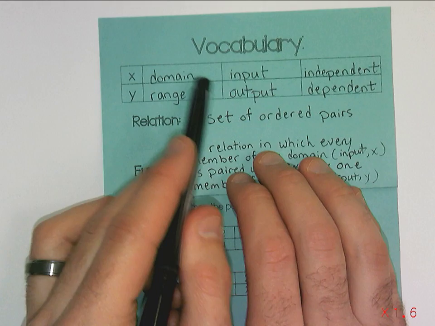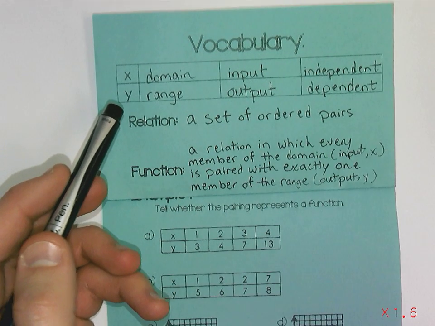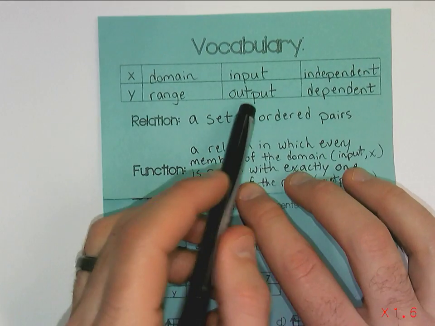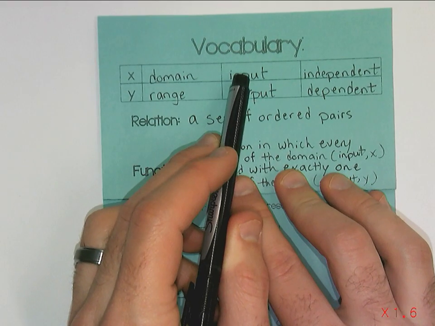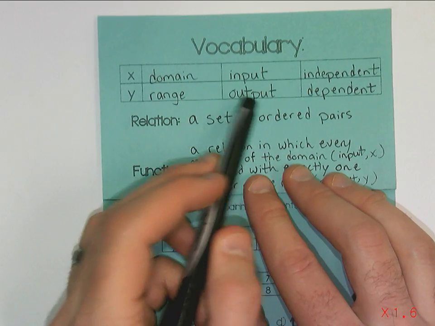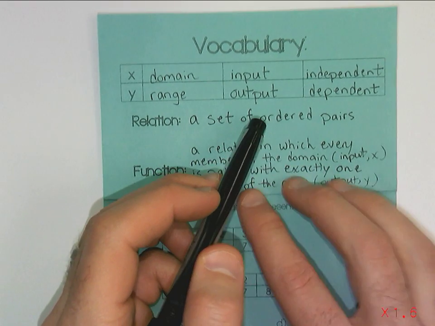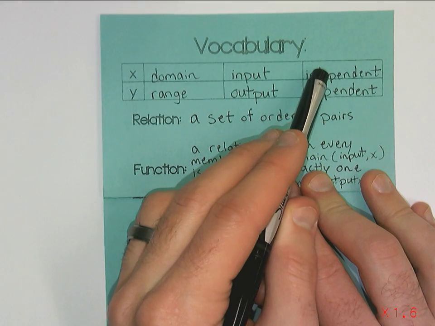Y is considered the range, so if they ever ask you for the range, you just need to list all your y values. That's considered your output, so after we put in the x values we chose, the y, or the range, is what we'd get out of whatever function we put that into. And these are dependent because they depend on the x values that we put in.